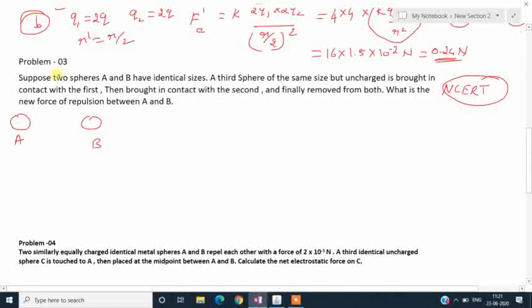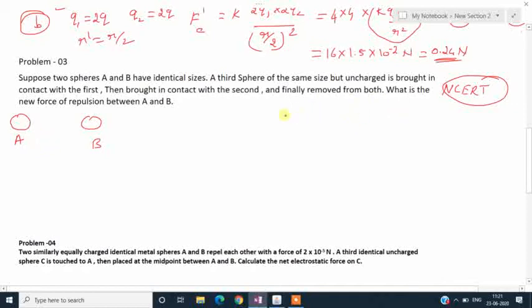We are bringing one more sphere, that is C, which is uncharged. It is brought in contact first with A, and then brought in contact with B, and finally removed from both, so C is removed. What is the new force of repulsion between A and B? Now we have to find out the new force of repulsion between A and B.